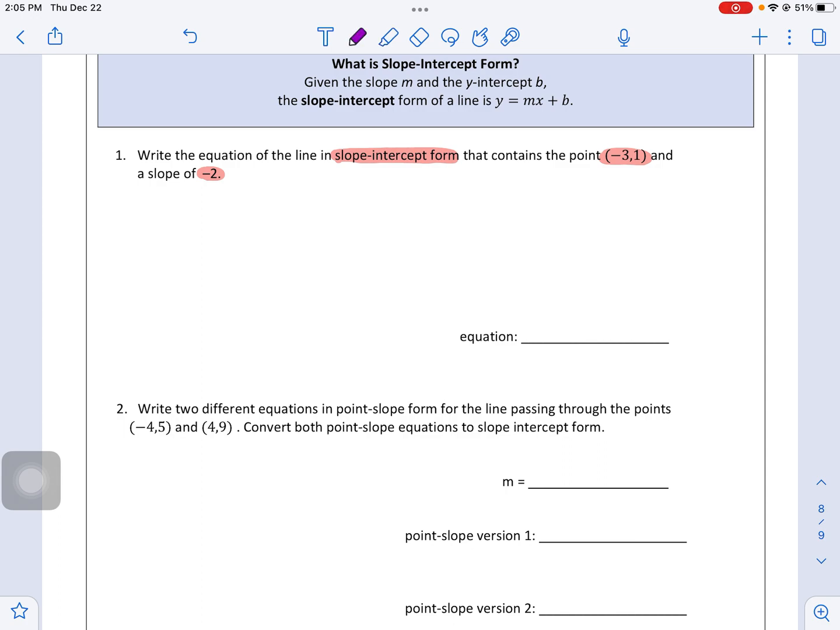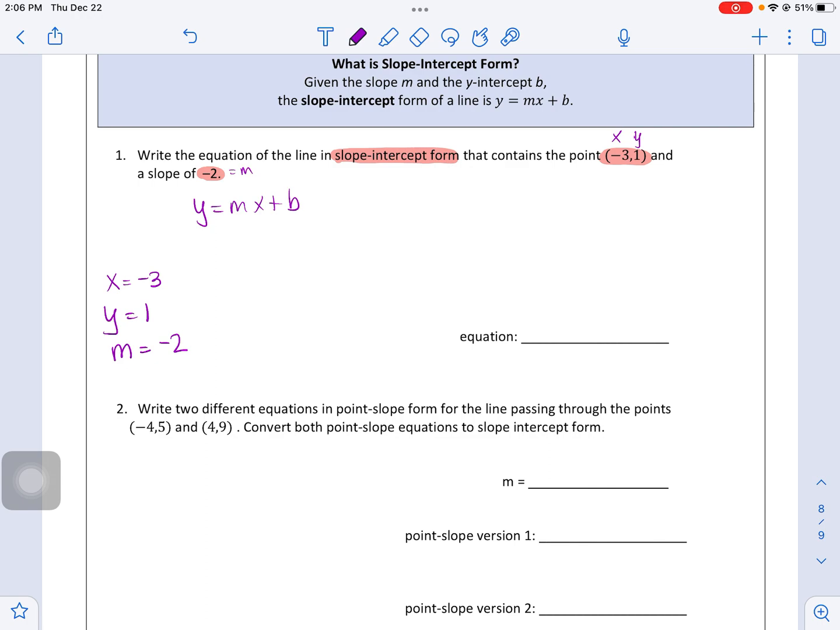So remember, y equals mx plus b. I need to fill in all the different things I know. So I know this is an x value and I know this is a y value. I know slope is -2, so that means -2 is my m. So once again, my x value is -3, my y value is 1, my slope or m is -2. I'm going to fill that all into this little equation right here.